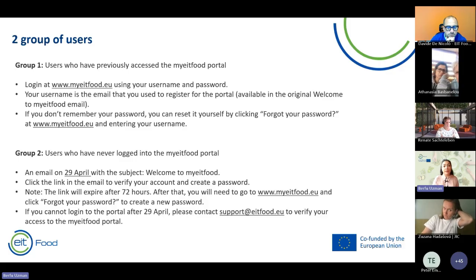One of those is the users who have previously accessed the portal. What does it mean? If you applied via a call that was in Salesforce, you already logged in. You already have your accounts, your usernames. So if you are in group one, then you can log in through the website you see there. You use your username, which is your email address, then you can register to the portal. And if you forget your password, you can always use the forgot your password button that you are familiar with in any website.